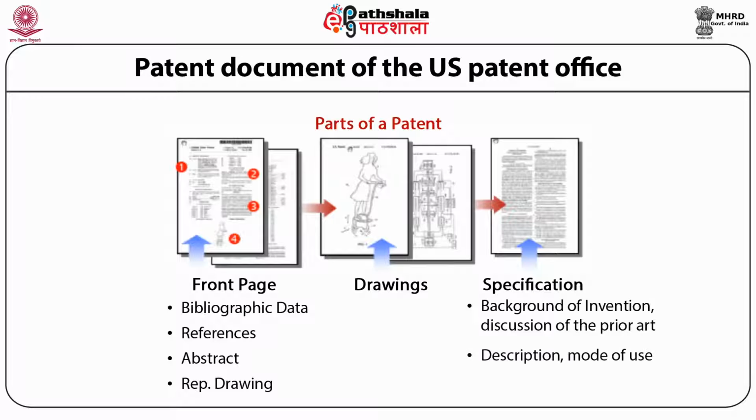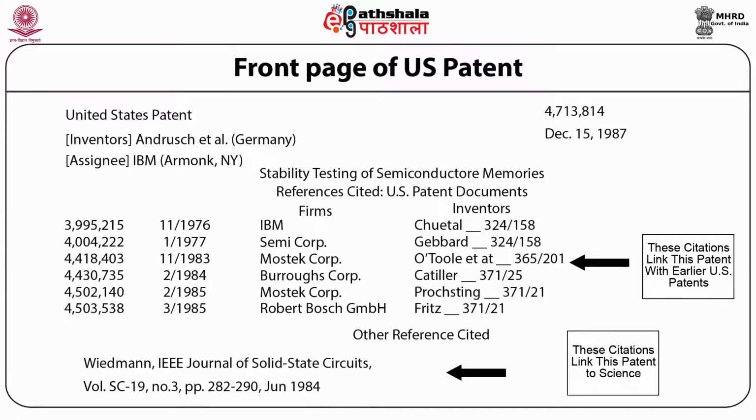and describes the mode of use. It is legal because it talks of the claims which it gives, and these claims are what is really protected by the patent office if they find that the patent satisfies the elements of novelty, inventiveness and utility. The front page of a US patent document.